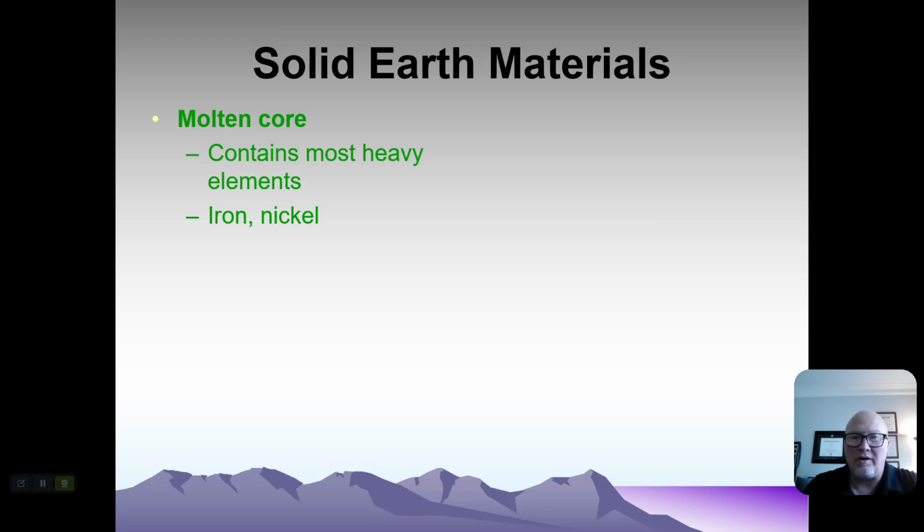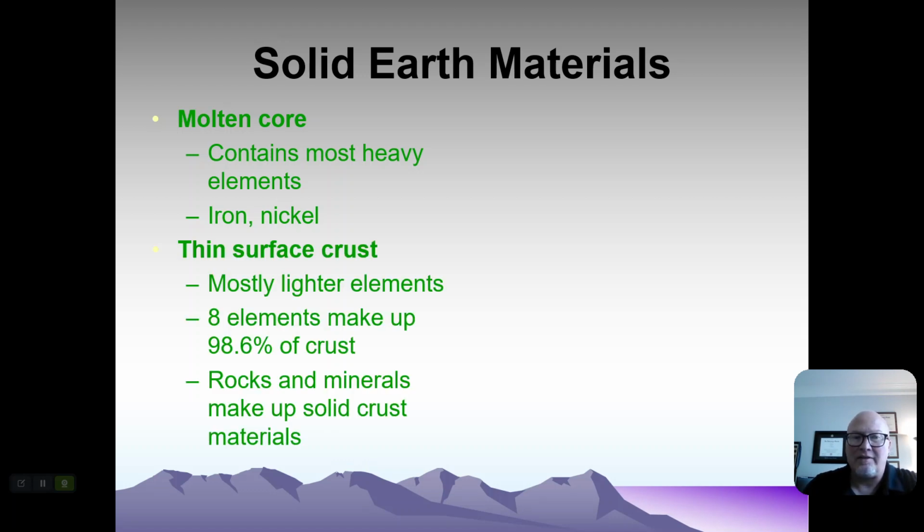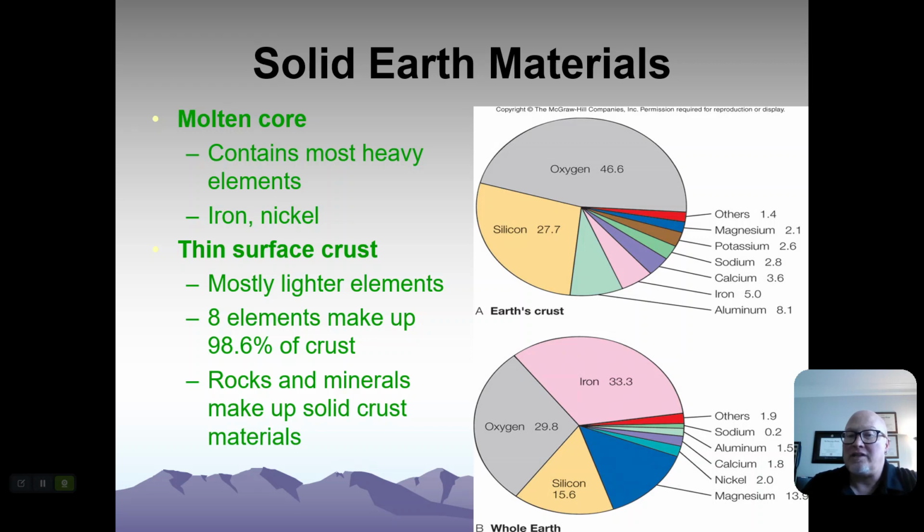The molten core contains mostly heavy elements, iron and nickel. And so the thin crust part of the Earth is made of much lighter elements. Eight elements make up almost 99% of the Earth's crust, and these are rocks and minerals. If we take a look at the Earth's crust up at the top, what sticks out in your mind? Oxygen is far and away the most abundant element in the Earth's crust. And then the next one is silicon. Well, that makes sense since most of the Earth's crust is made of silicates, which are silicon and oxygen.